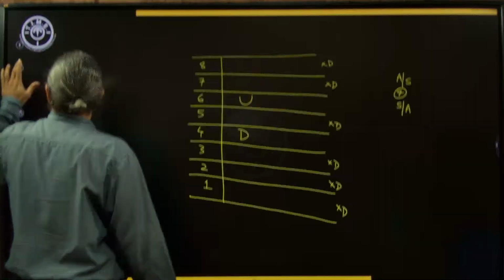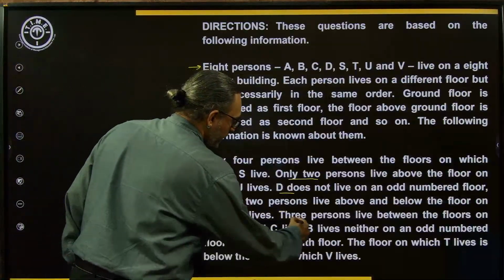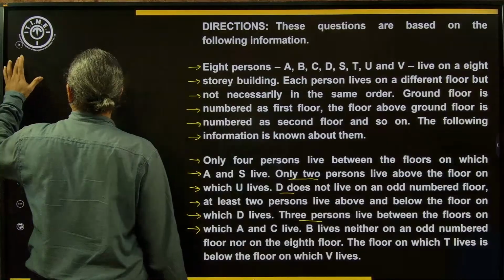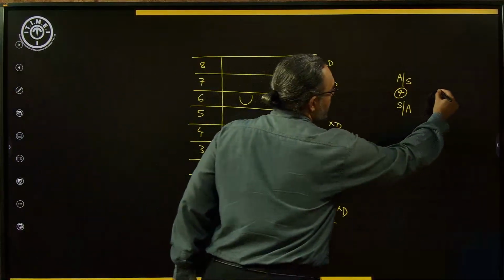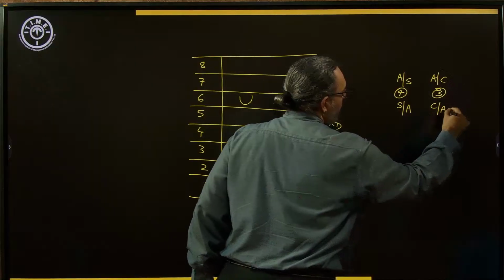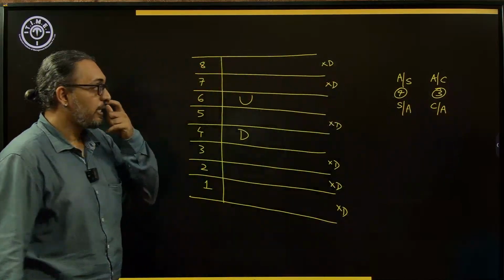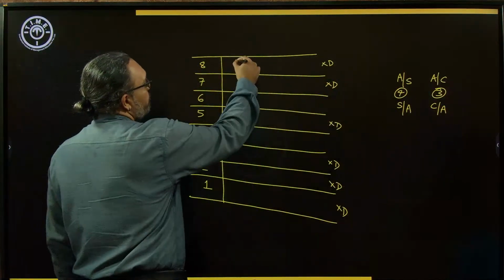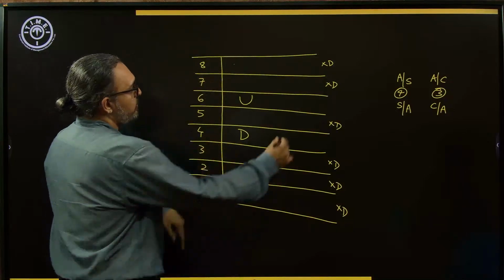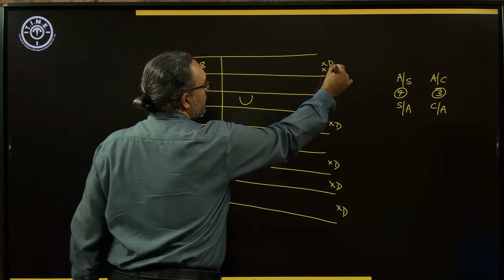Then further, what do we have? 3 persons live between the floors in which A and C live. Okay. So he says 3 persons are there between A and C. Now A is the common person. So let us look into it. Now what happens if I fix A in the 8th? Then leaving a gap of 3, you cannot have C. So A is ruled out here.